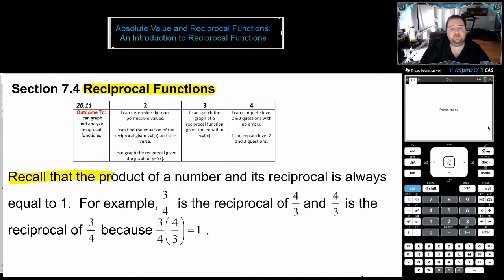So hopefully you remember that the product of a number and its reciprocal is always going to be equal to 1. So for example, if you have the number 3/4, its reciprocal is 4/3. Reciprocal is when the numerator and denominator swap places, right? So when you multiply 3/4 and 4/3, you end up getting 1, because 3/4 times 4/3 is going to equal 12/12, which is 1. So anytime that you multiply reciprocals with one another, they're going to be equal to 1.